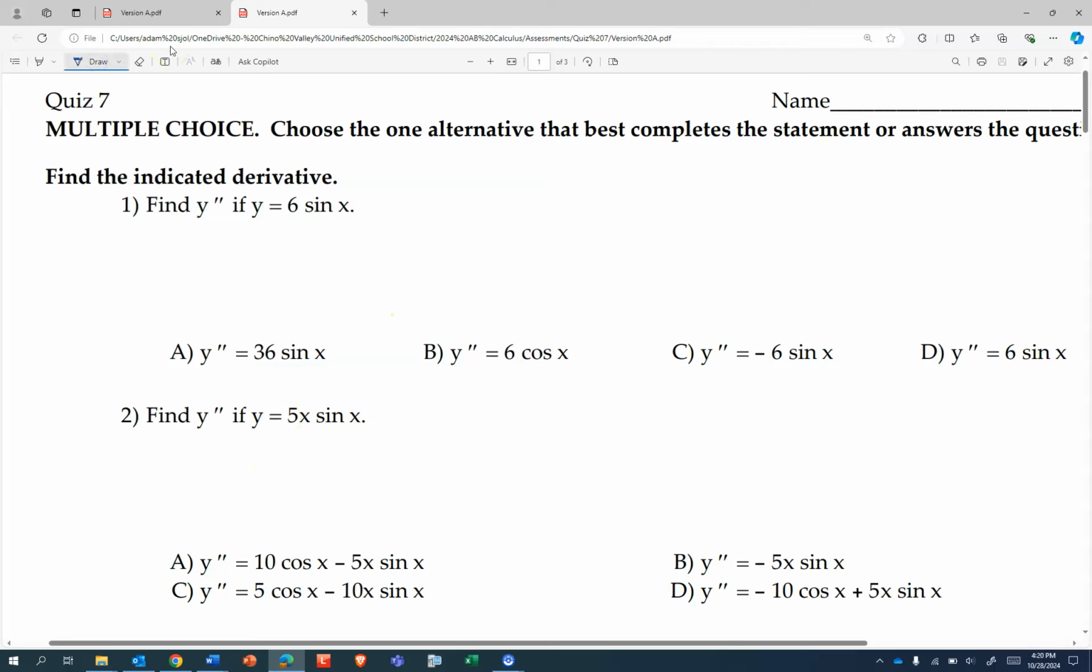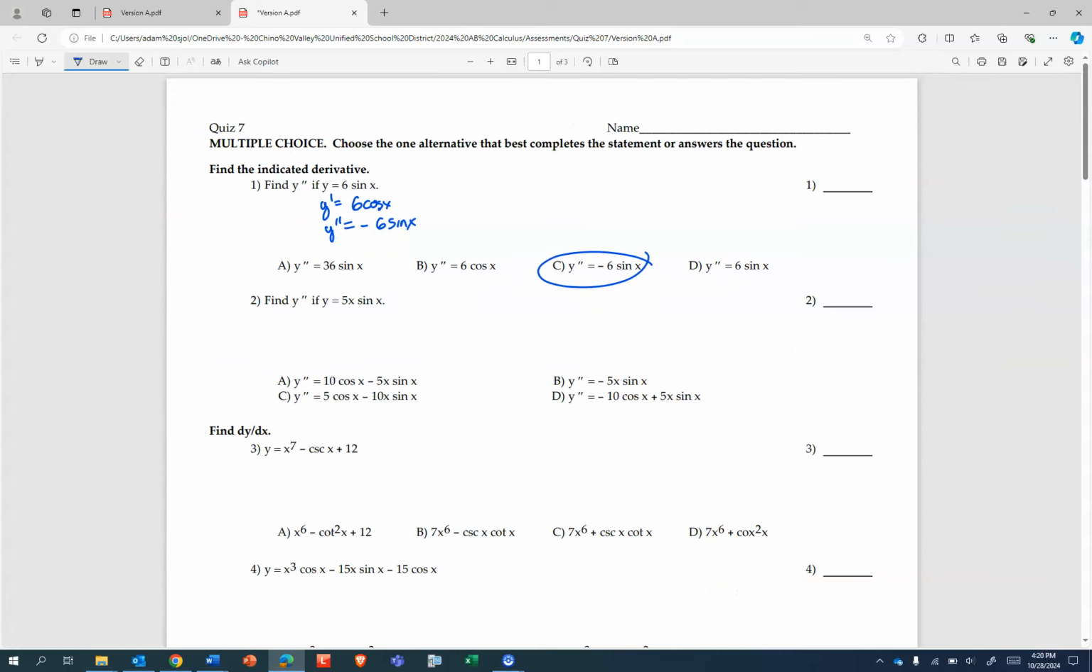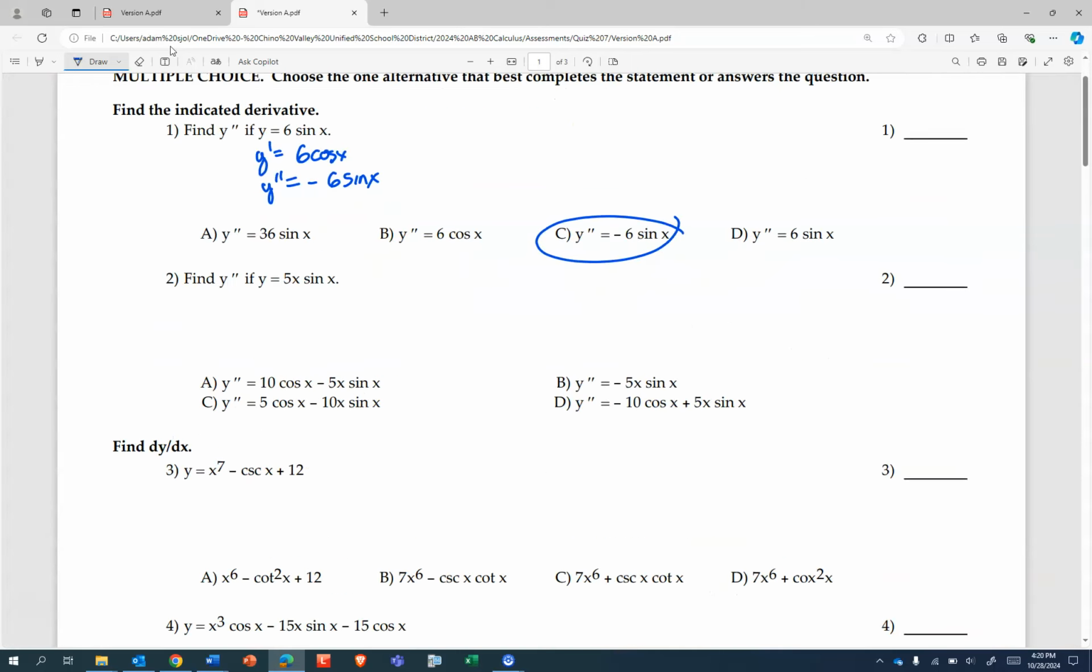Okay, so find y double prime. I'm going to do y prime first, 6 cosine of x. Y double prime is negative 6 sine x. Oh, I need to be a little bit smaller so I don't have to keep rewriting. While I'm doing that, I'm reading the next problem. Oh, this one gets ugly.